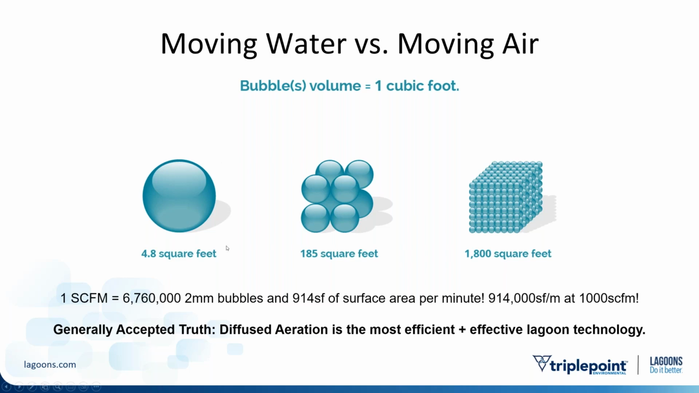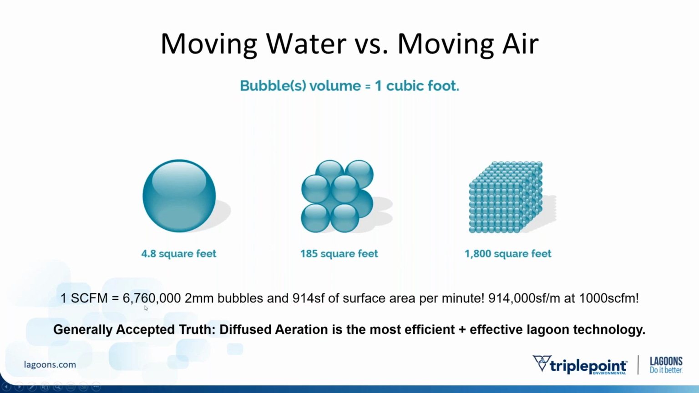And when we're moving air, we can release a big bubble like you see here. We can release medium bubbles, or we can release multiple bubbles. So we take this bubble, it has about 5 square feet of surface area, air contact with the water. We have this bubble, or 4 bubbles instead, the same air, would have 185 square feet of contact. And I don't have the math on how many this is, but we'll say 600 bubbles has 1,800 square feet. I did do the math, though, on 1 SCFM, standard cubic foot of air per minute. So we're pumping 1 standard cubic foot of air per minute into the water. It broke it down to 2 millimeter bubbles.